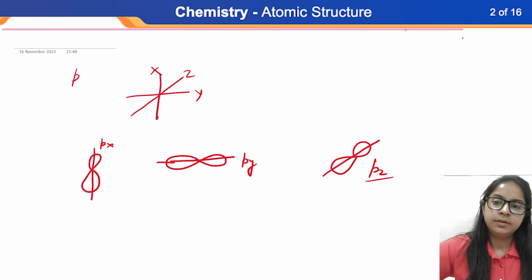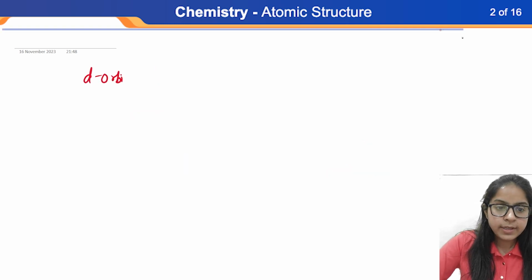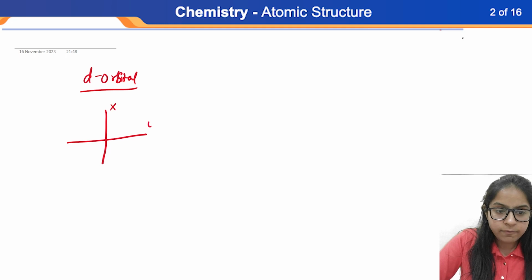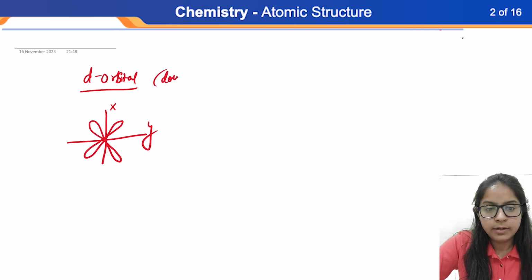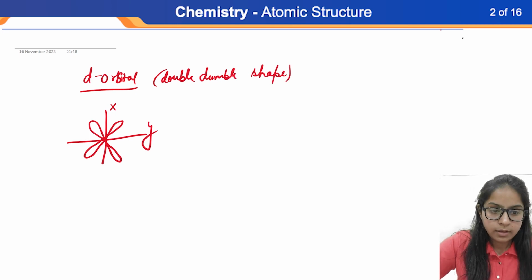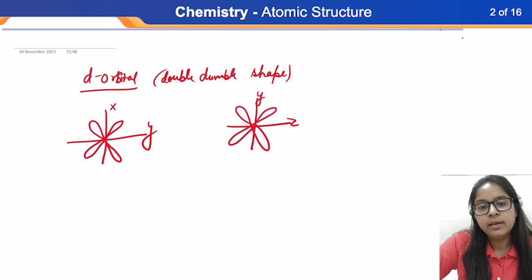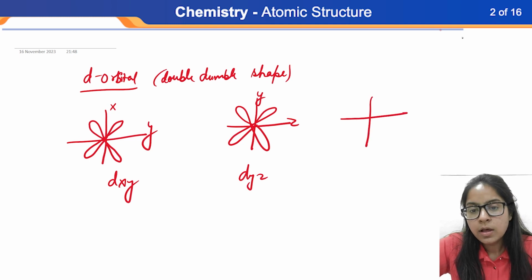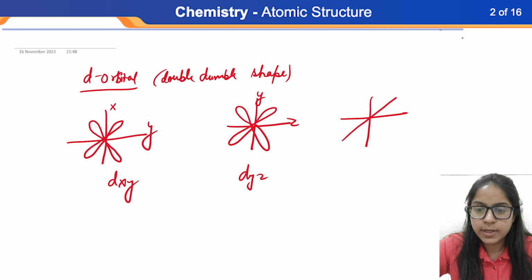Now the next ones are d orbitals. We have 5 degenerate d orbitals. Suppose we have x and y, dxy. This is a double dumbbell shape. Next one, suppose this is yz. Again, dxy, dyz, and dzx are not along the axis. I'm putting it like zx, in between z and x.